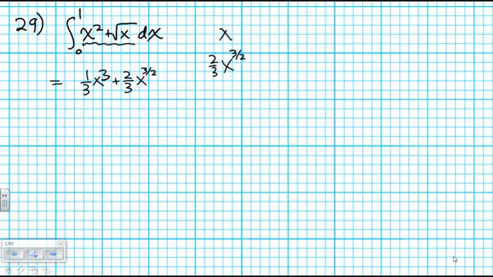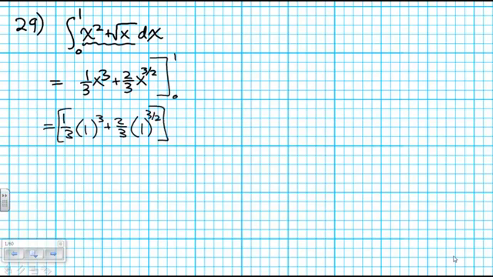I made a funny face. Yeah, you did. Now, my notation is after we find the antiderivative, we remind ourselves that we are going to then evaluate that expression on those bounds. So we'll say 1/3 times 1 cubed plus 2/3 times 1 to the 3/2. And there's my evaluation of it on the upper bound.